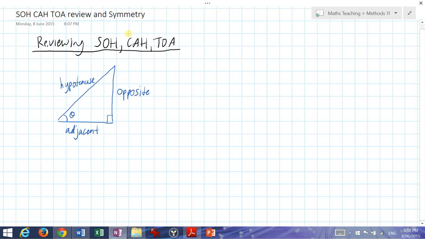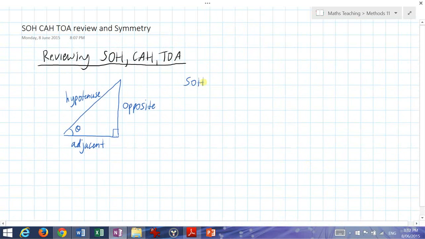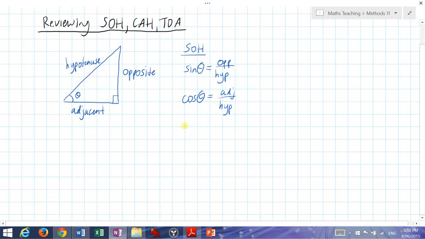SOH CAH TOA. The S is for sine, the C is for cos, the T is for tan. So, what does that mean? It means that sine of the angle theta equals the opposite over the hypotenuse, SO and H. Cos of the angle equals the adjacent over the hypotenuse, and tan of the angle, TOA, is the opposite over the adjacent.